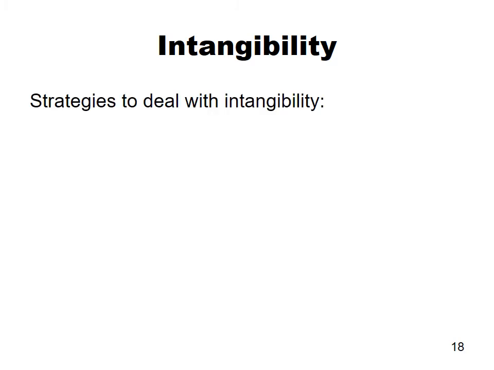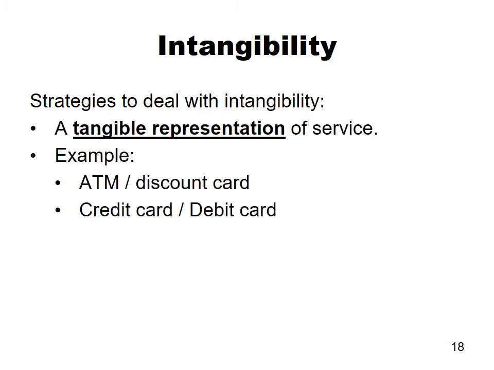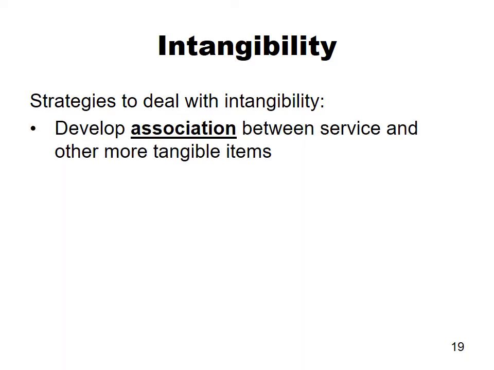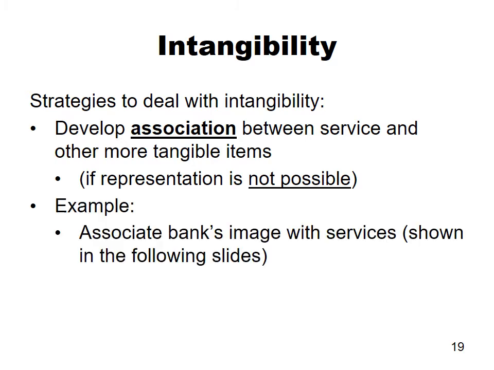Strategy to deal with intangibility: we need a tangible representation of the service, for example, an ATM card or discount card, credit card, debit card, or check. Another strategy is to develop an association between the service and other tangible items if representation is not possible. One example is you associate the bank image with the services. It will be shown in the following slides.